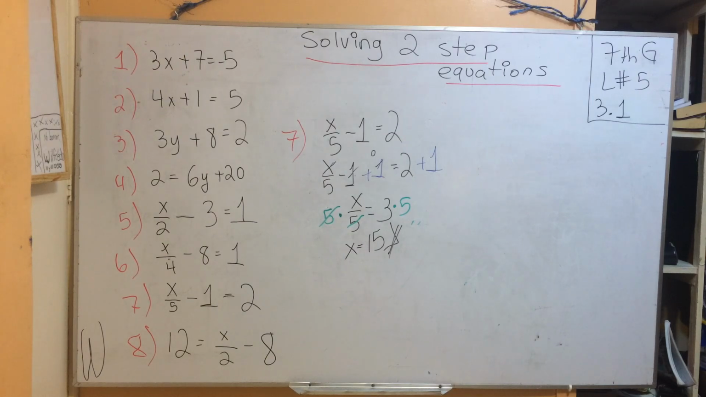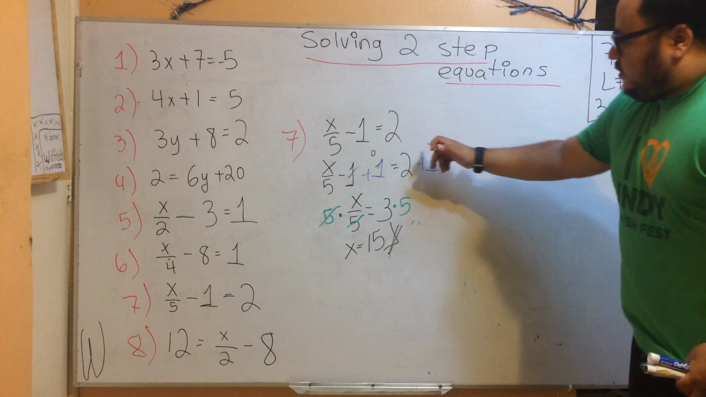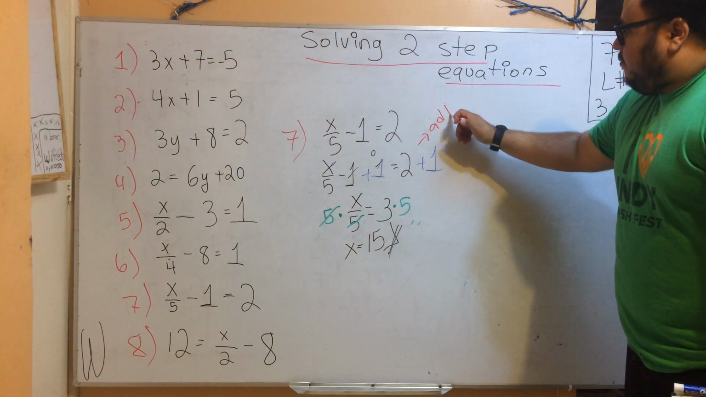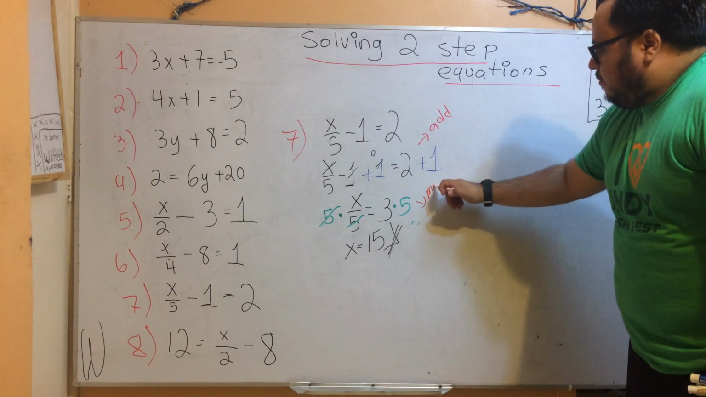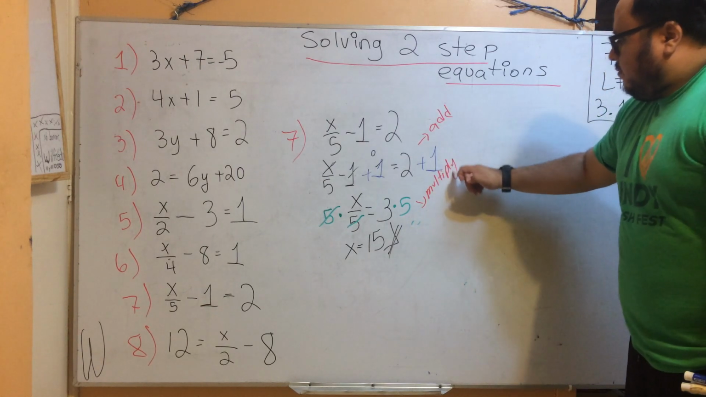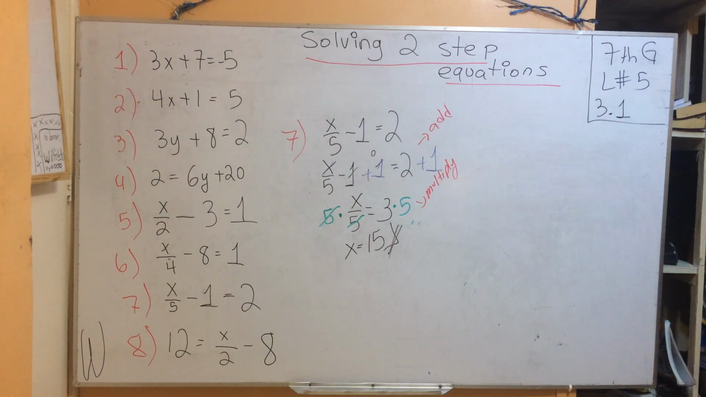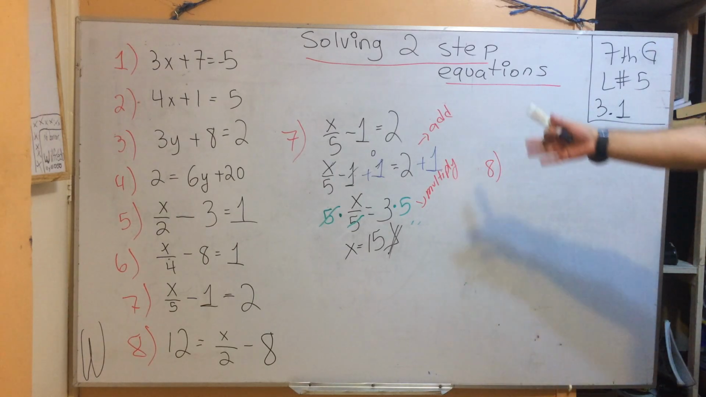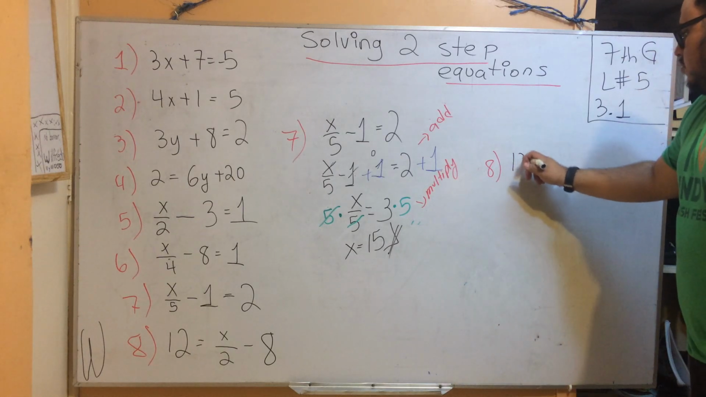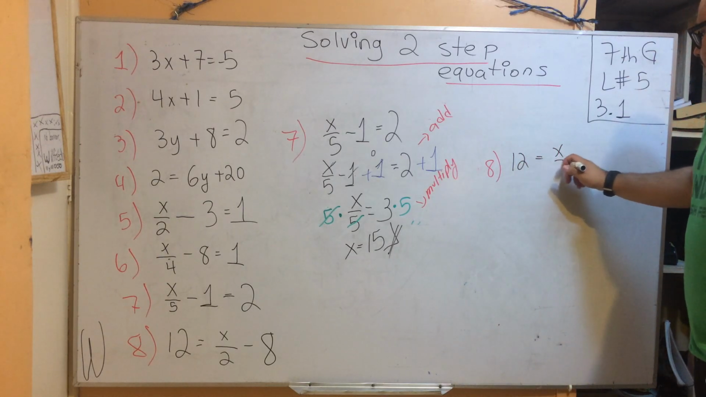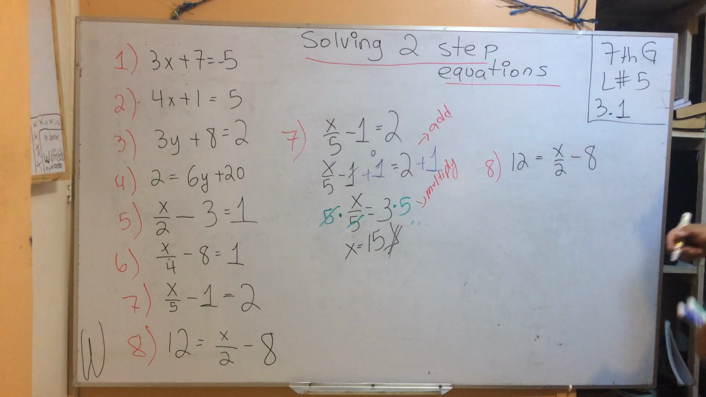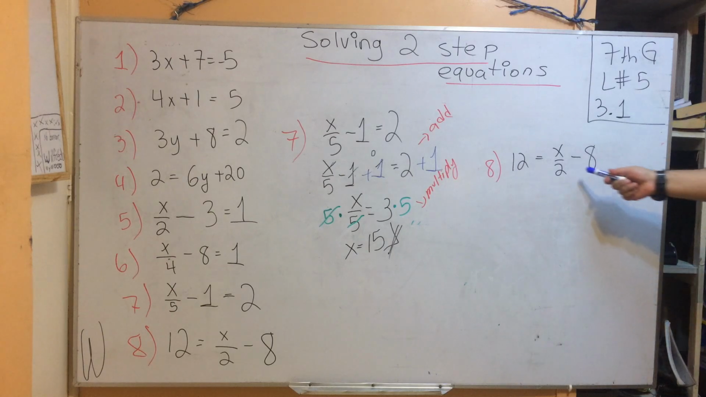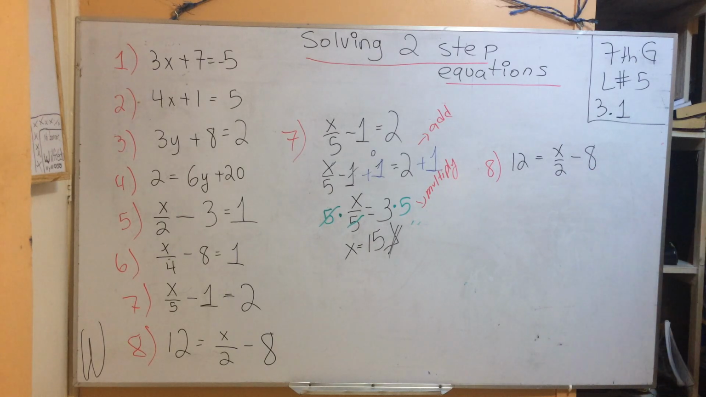Okay? Perfect. What are the two steps? We add and we multiply. Okay? Those are our two steps. Let's work on number 8. Number 8 is similar. The only thing is that we have the equation on the other side, so we just copy. Okay? Now, we have a minus 8. How do we cancel? Okay, we need to add 8.